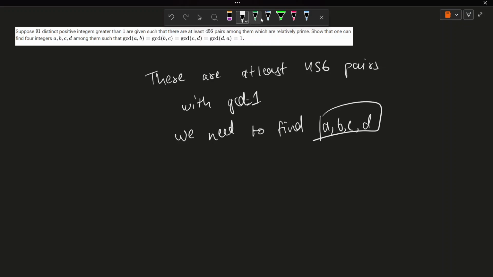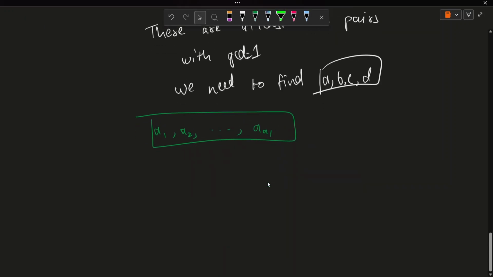So let us try to reformulate this statement. Let us call these 91 distinct integers a1, a2, up to a91. These are the 91 integers.